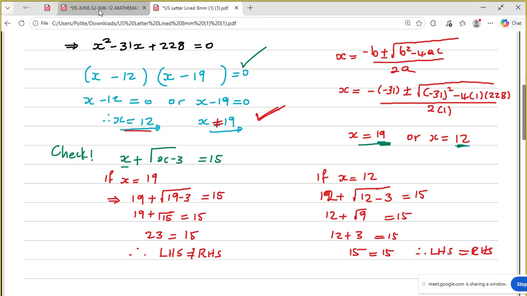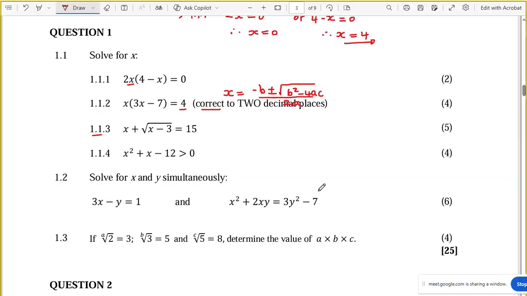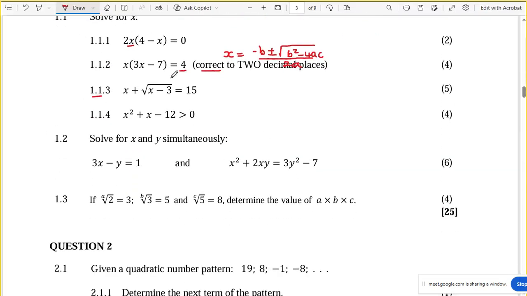Since most learners did not join the lesson, this gives you the chance, guys, to participate in the lesson. So the next one, on 1.1.4, it has to do with inequalities. So this one, they say x squared plus x minus 12 is greater than 0. Let's go and work on that.